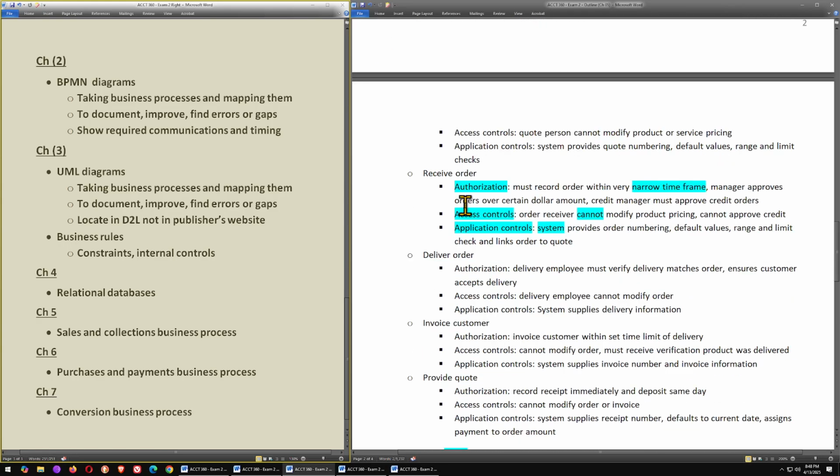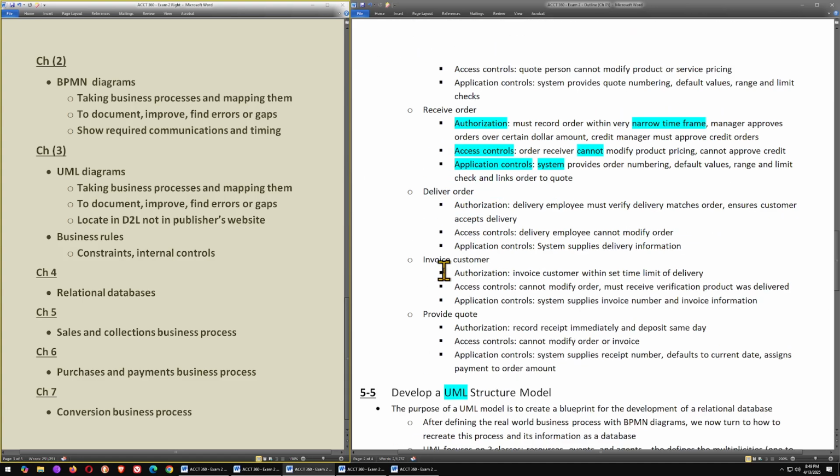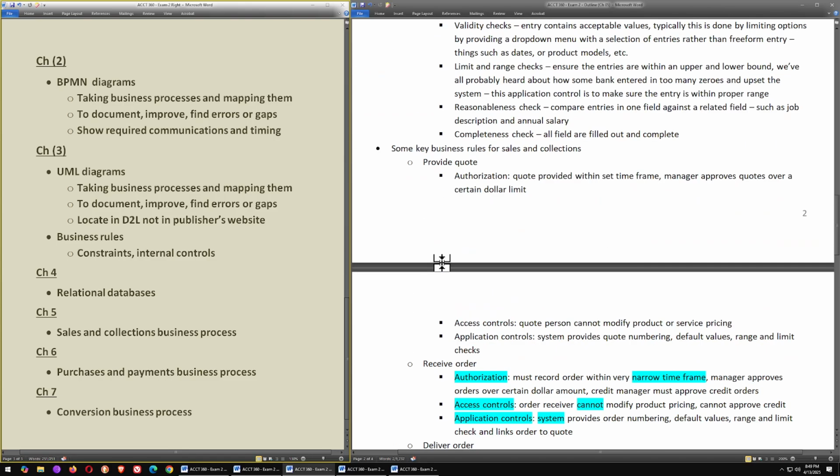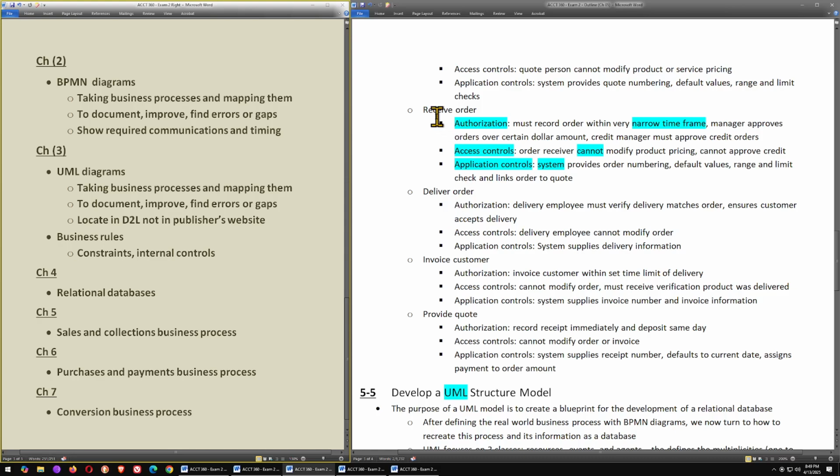And there are 3 things for each of the different activities. So we have provide quote, receive order, deliver order, provide invoice, and I think the last one is provide payment, or receive payment. So here, receive order, authorization, and in the exam there are 2 of these. One of them is asked in the quiz, and then I'll ask another one. So just get in the habit of understanding how these things get set up.